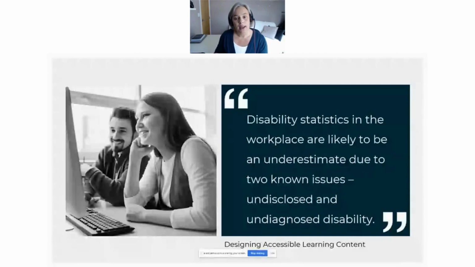But another key thing to be aware of is that it's likely that these figures are a significant underestimate, and that is due to two things really: undisclosed and undiagnosed disability. So, a recent study in the US concluded that only about 39% of employees with disabilities have disclosed this to their manager and about 21% to HR. So, if you add to this the large numbers of people who have not had a formal diagnosis, and that can often apply to people who have neurodiverse conditions such as dyslexia or ADHD, then your percentage goes up even further.